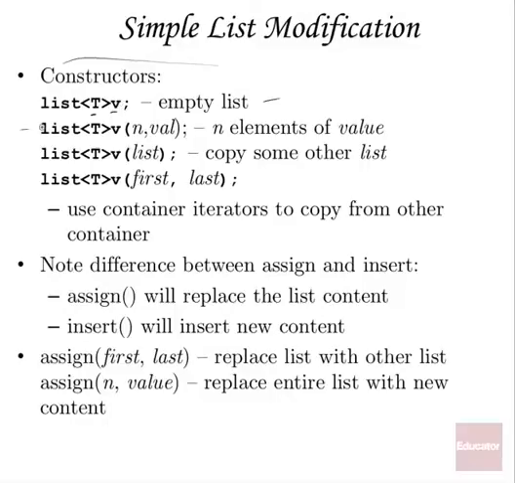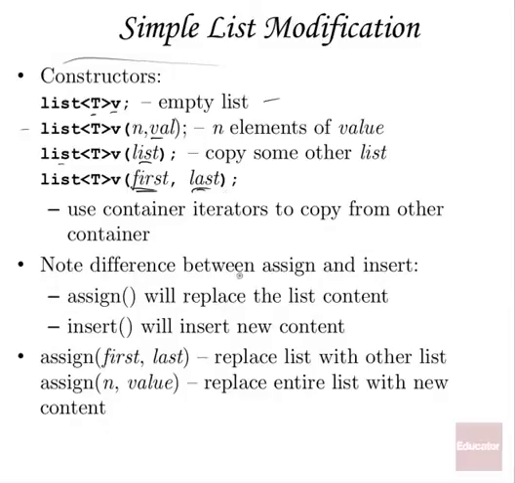Here you want to construct one with some number of nodes at the beginning with some initial value. You can copy some other list into this list, or you can copy the first and last. These are iterators. This will be an iterator from some other container, and you want to copy from the first iterator to the last iterator from that container into this brand new linked list that you're creating.